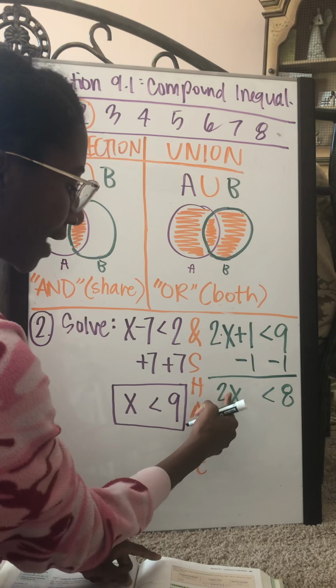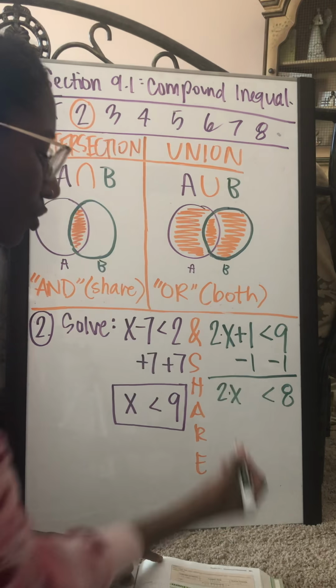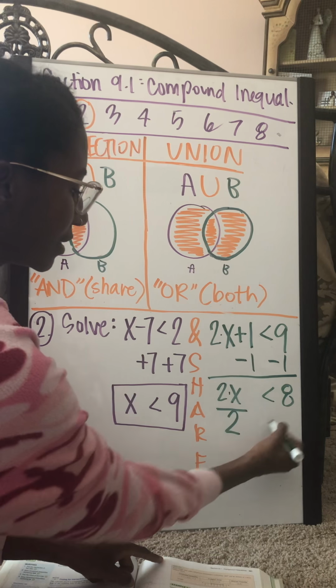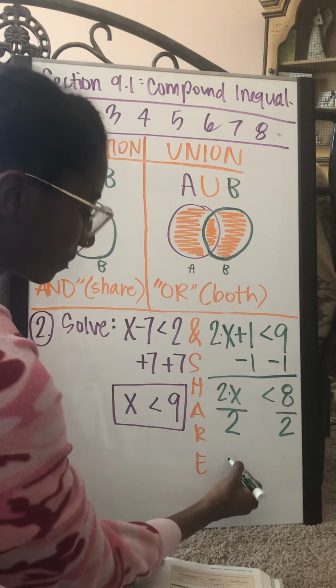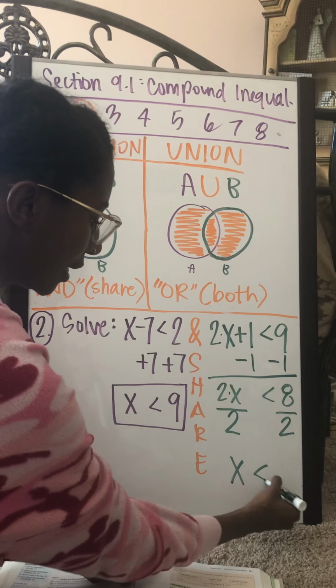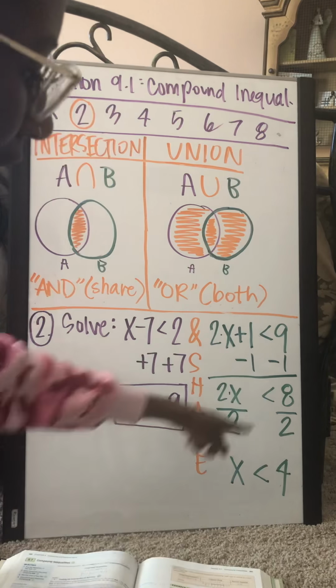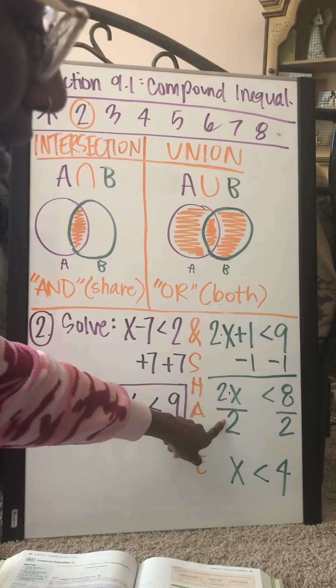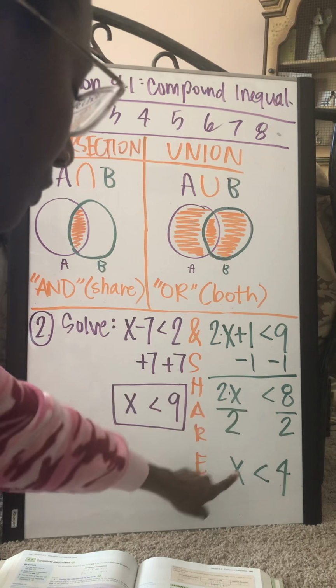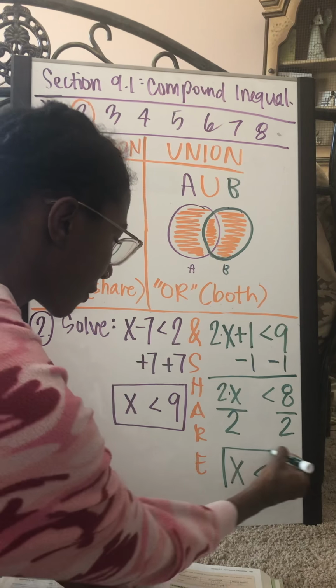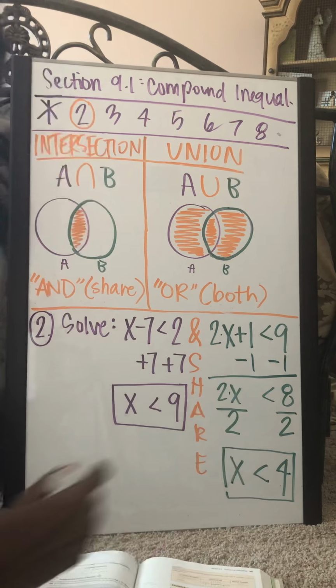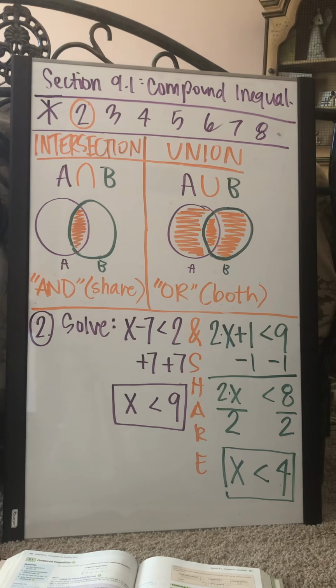This 2 is connected to the x by multiplication. So to reverse multiplication, you divide on both sides, okay? And that leaves us with x is less than 4. Just a side note, remember whenever you divide by a negative, you are to flip the sign, okay? So this is what we have for our second set. So what I'm going to do is write these sets on this next board over here, and then we can go ahead and finish the problem, okay?